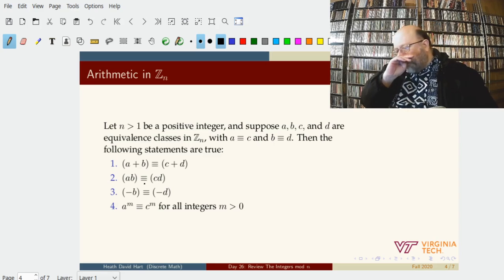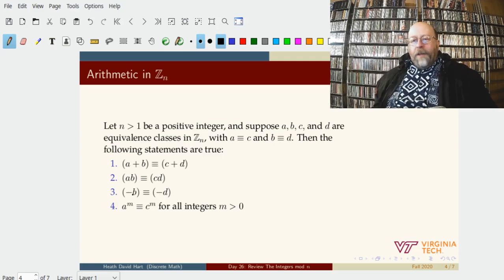If we want to subtract, we have to add the negative of the equivalence class, the additive inverse of the equivalence classes, and those are the same. And if I'm raising to a positive power, these are the same also. What happens if we raise to a negative power, though?